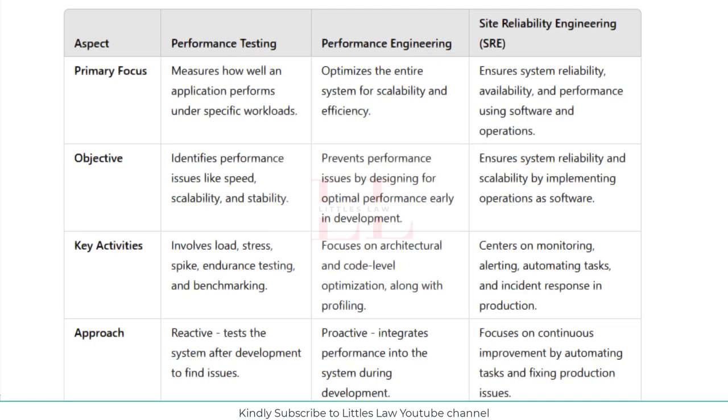And when it comes to spike testing, we are going to do sudden bursts of users. When I say sudden bursts, you go from 100 users to 5,000 users in just a few seconds, and you simulate that to observe how the system handles these traffic spikes.